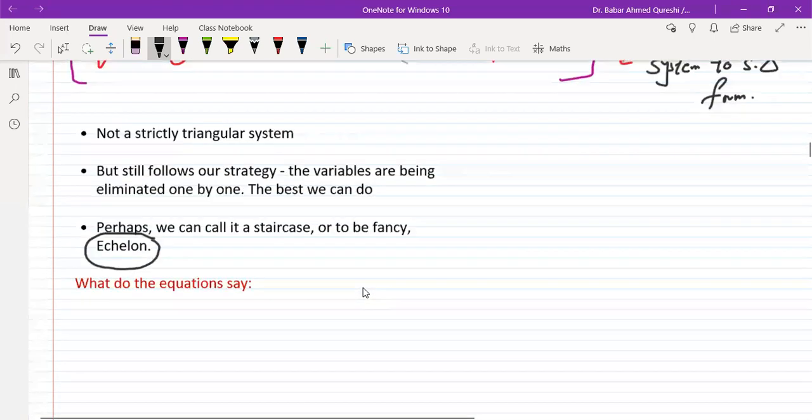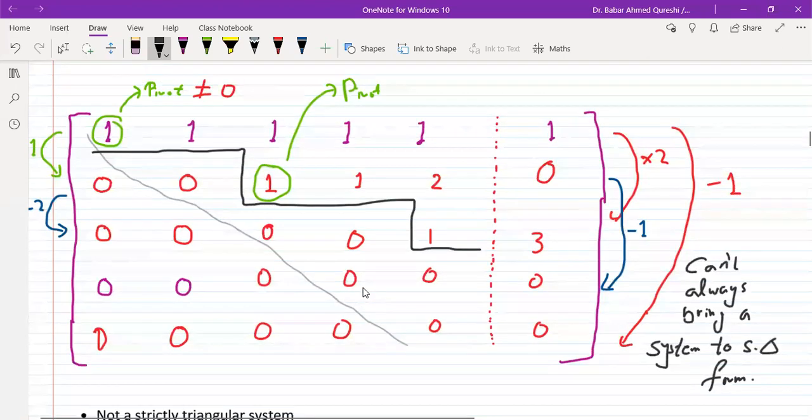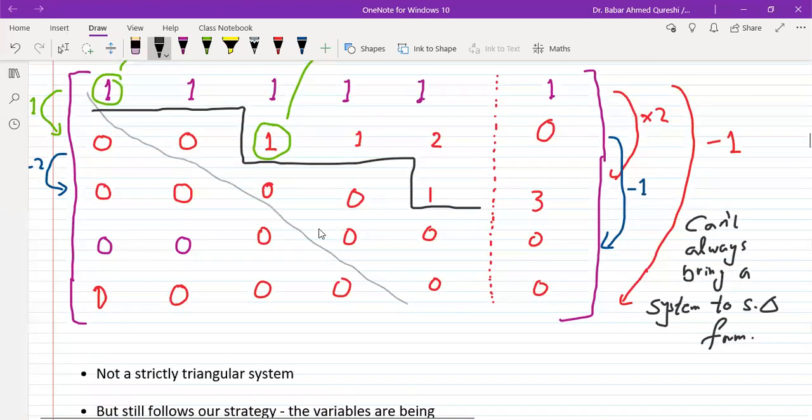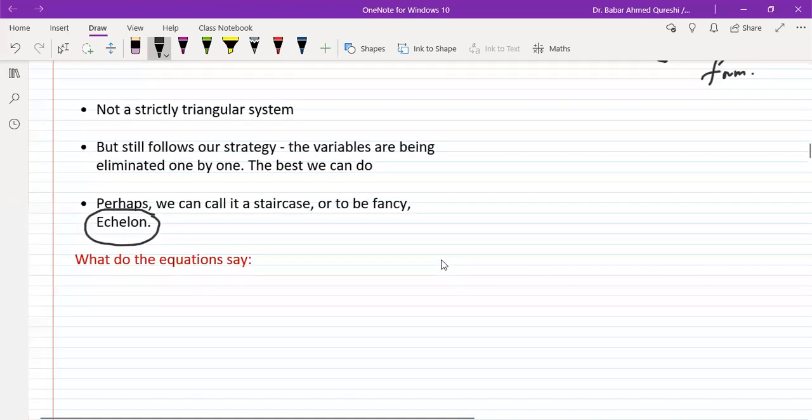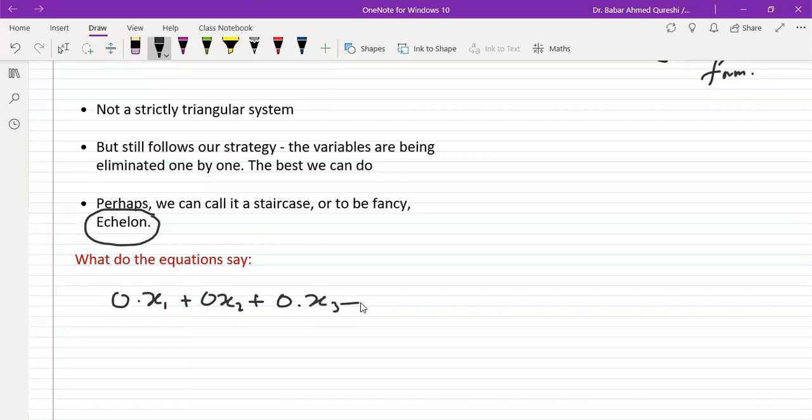So let's see what equations we get out of it. So if I look at the row 4 and 5, what is the equation saying? Well, I have all these coefficients, x1, x2, all the coefficients are 0.